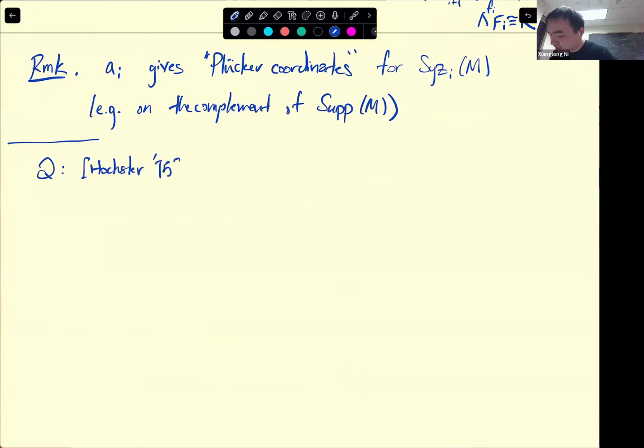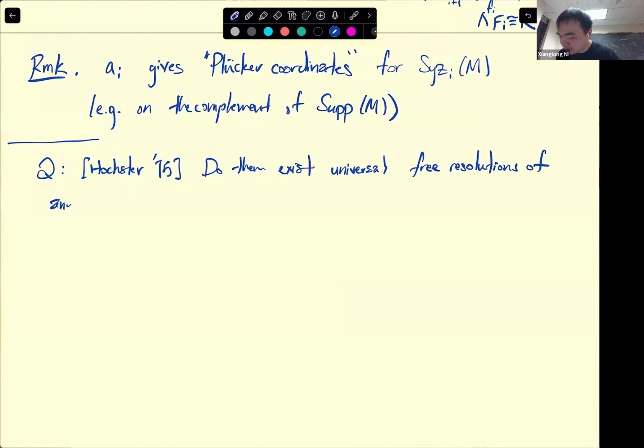Do there exist universal free resolutions of any given format? Or maybe I should say any given plausible format.